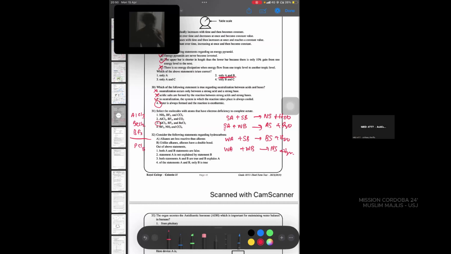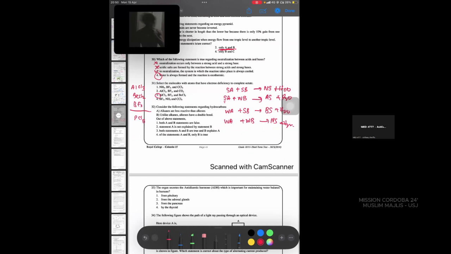Consider the following hydrocarbons. Now, you know there are 3 types of hydrocarbons, right? There is alkane, single bond; alkene, double bond; and alkyne, triple bond. When you have double bonds or triple bonds, their reactivity is higher. That means more bonds, more reactivity.